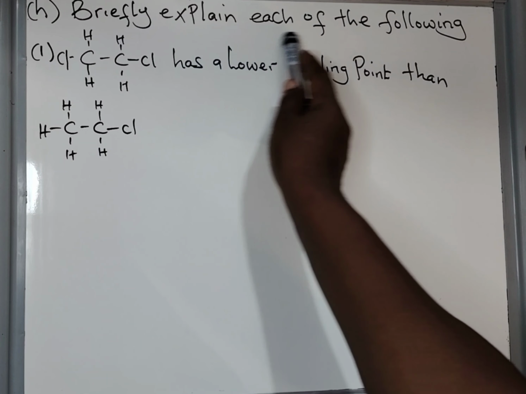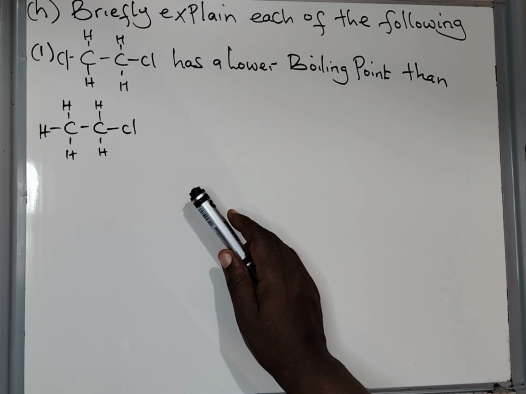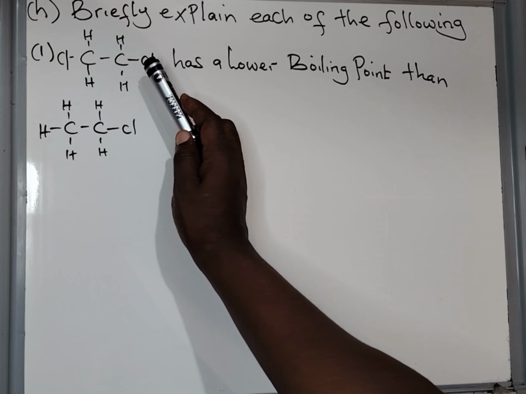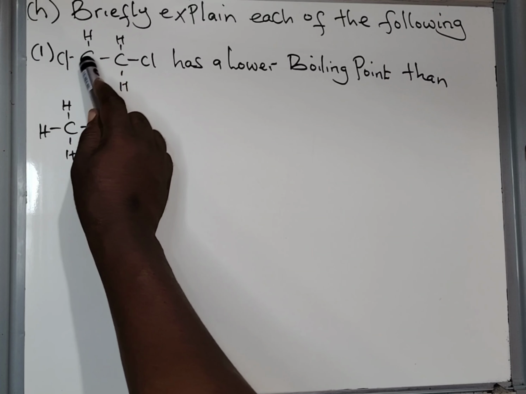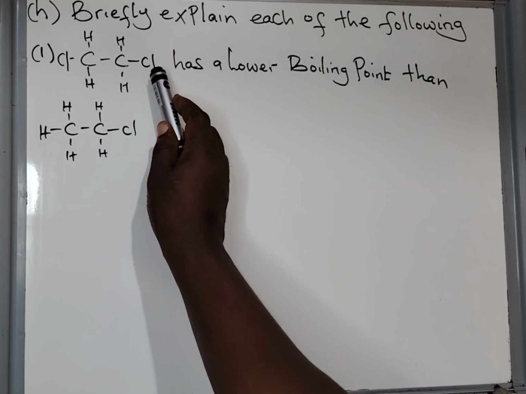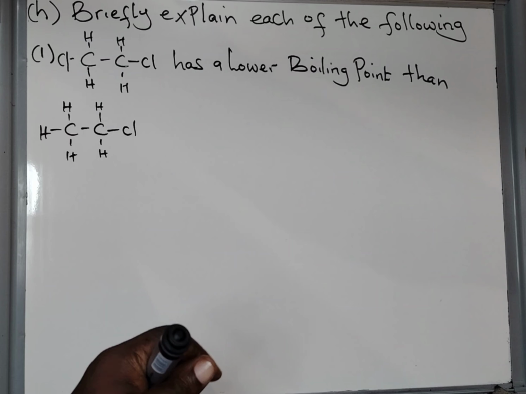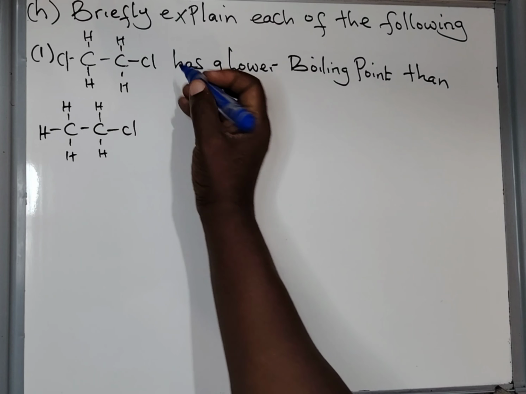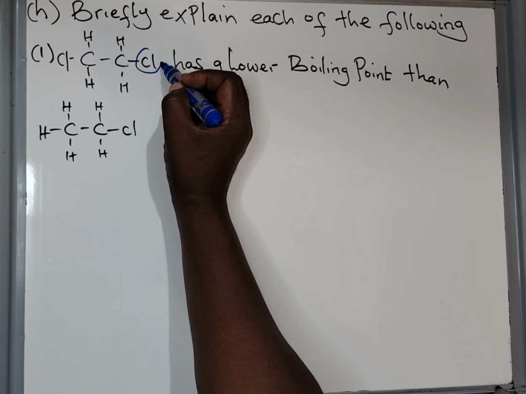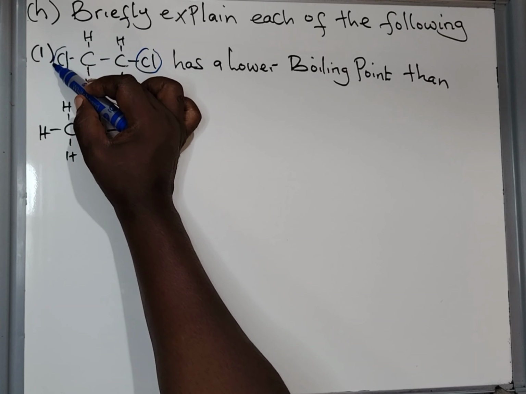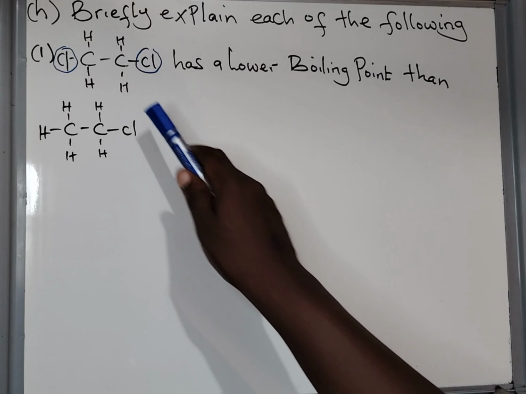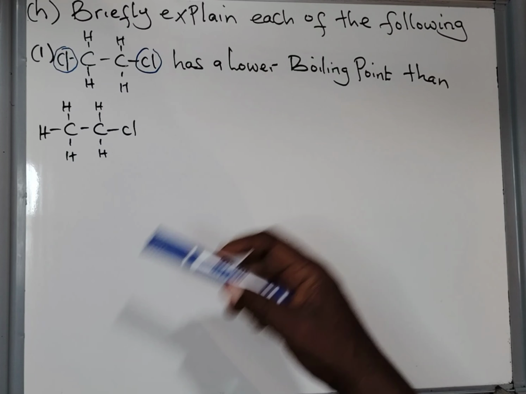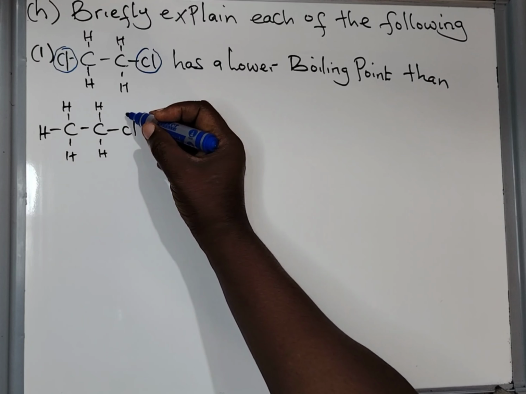We are looking at this case today. It says briefly explain each of the following. The first one is this one. This is a compound which has two carbon atoms linked together, and we need to take note of this. This compound has a halogen here and a halogen there. And the claim is that this compound has a lower boiling point than this one, which has one halogen.